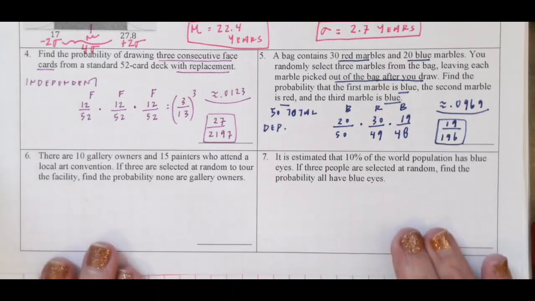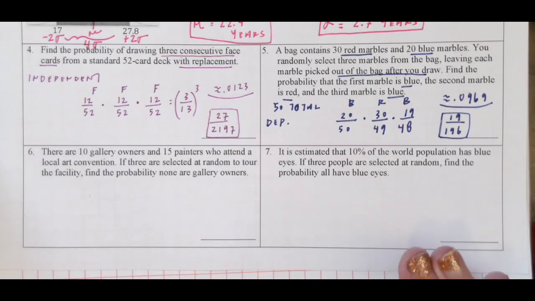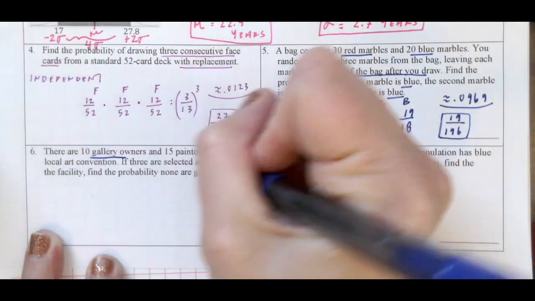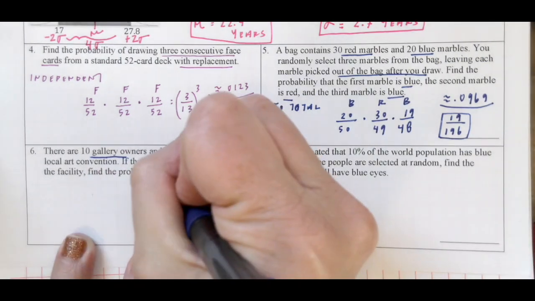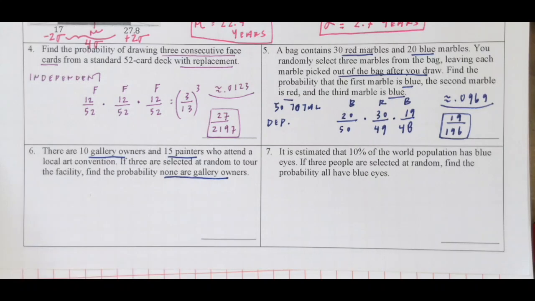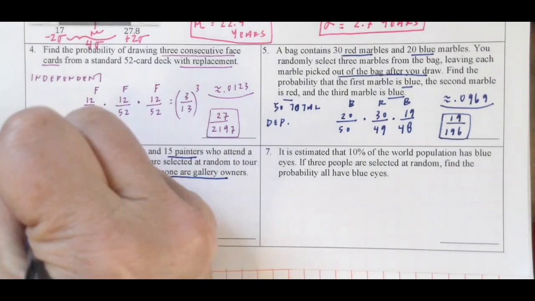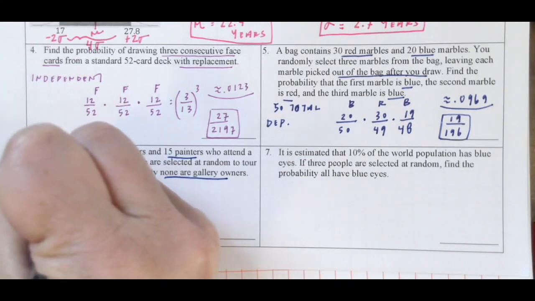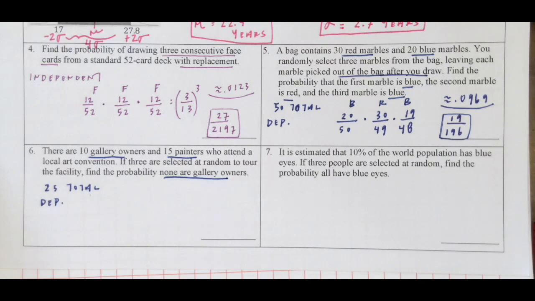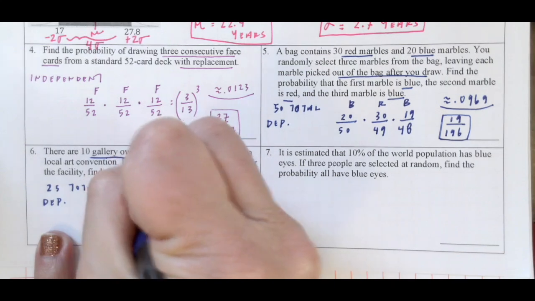Okay, next we have 10 gallery owners, 15 painters. They attend an art convention. We're picking 3 to tour the facility at random, and we want none of them to be gallery owners. So we're picking 3 different people from a very small group of 25 total. So they're all different, so this is, again, a dependent situation. And if there are no gallery owners, that must mean they are all painters.